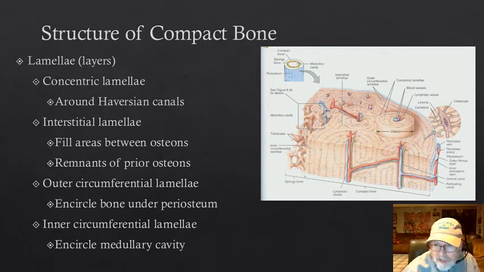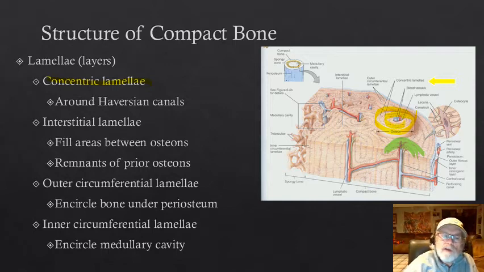Again, we have that lamellar structure, that area with rings, but it's a little bit more than that. I have multiple different types of lamellae, which are multiple different layers. The first type of lamellae I have are called concentric lamellae. And these are my concentric lamellae. It's around the osteon. We have a ring around a ring.